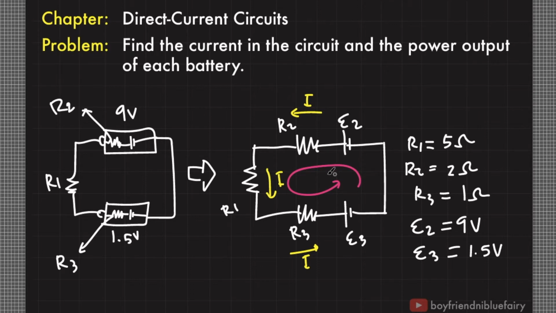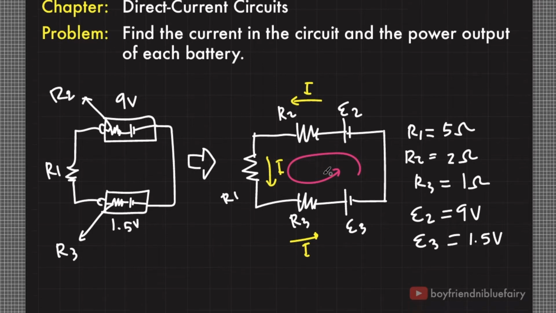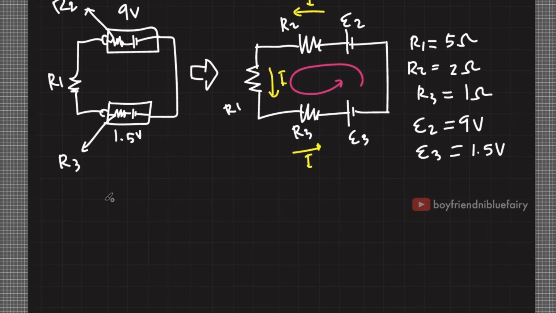It will just produce different signs, but at the end of the calculations, you will also produce the same magnitude of voltage, current, and power output, and so on. So let's start the calculations. Apparently we cannot use the junction rule here because there's no junction in the circuit. So let's use the loop rule.